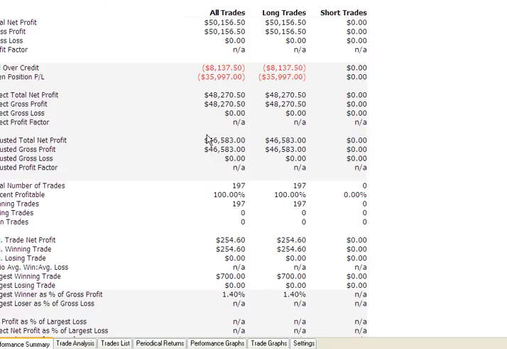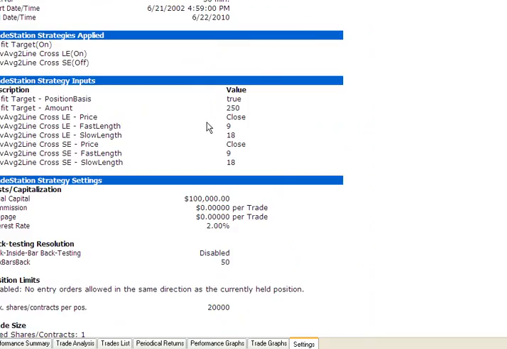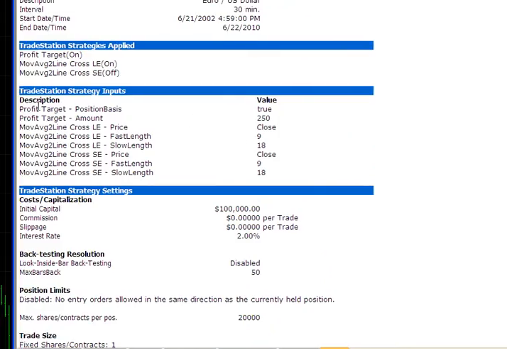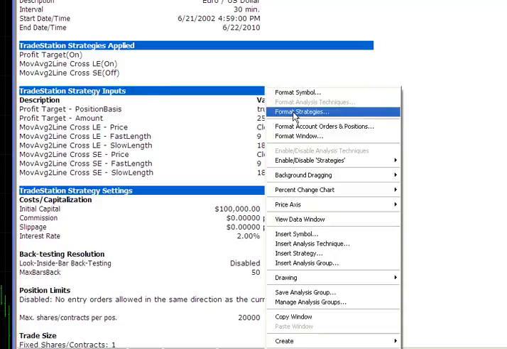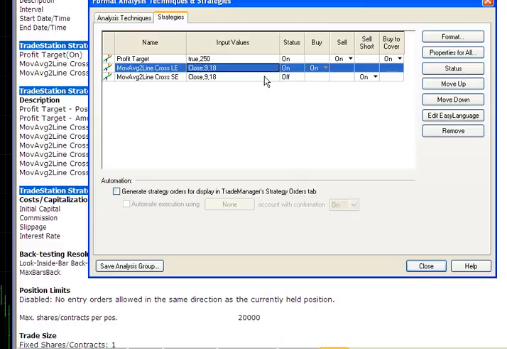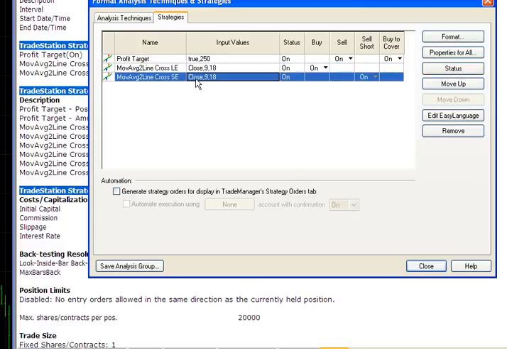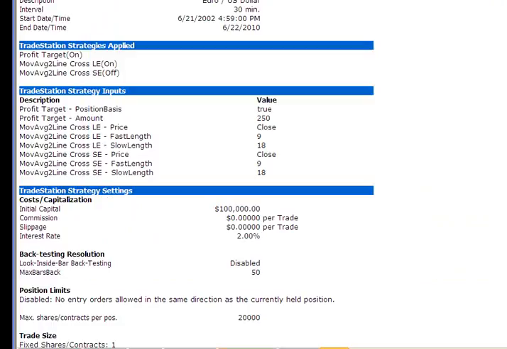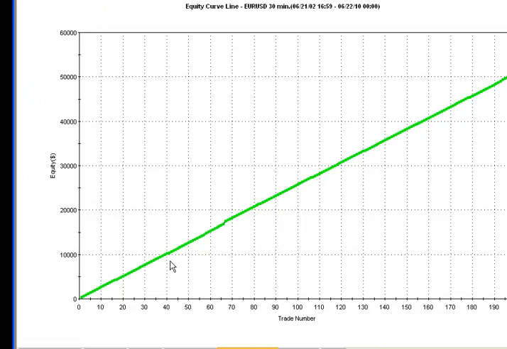Well, that answers the questions on how this system was made. Actually, there's one more thing. So I create the fixed profit target, and then I just do a moving average cross. I just used long entry. The short entry is off. If I add the short entries, I turn the short entries on, I close this, look at the graph and see what happens.